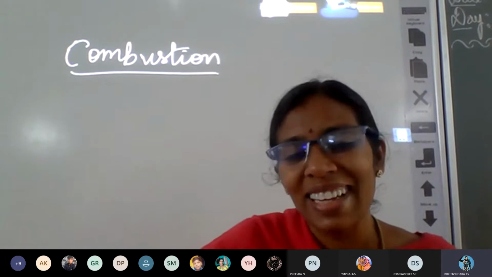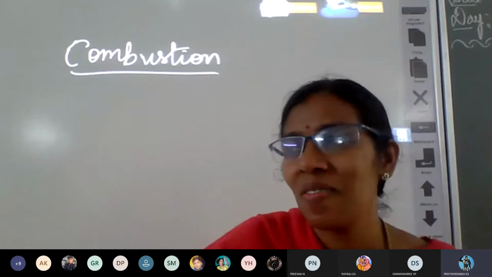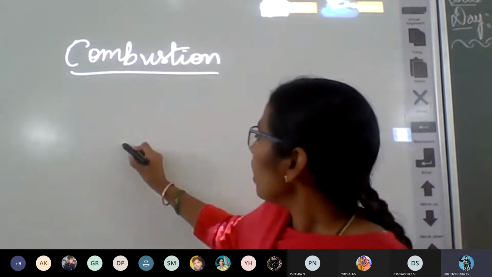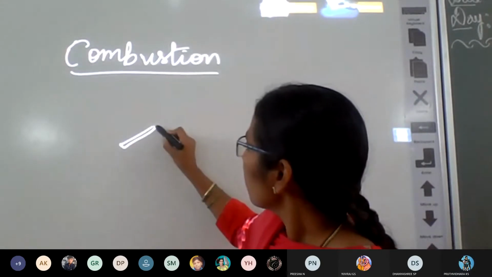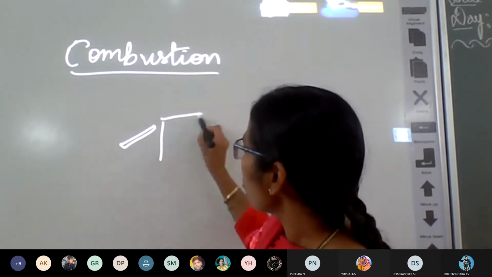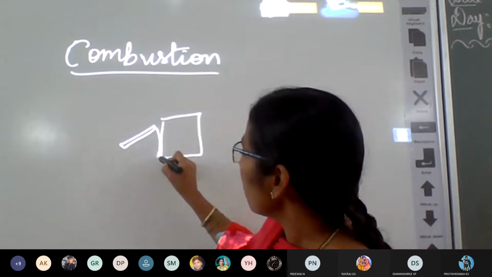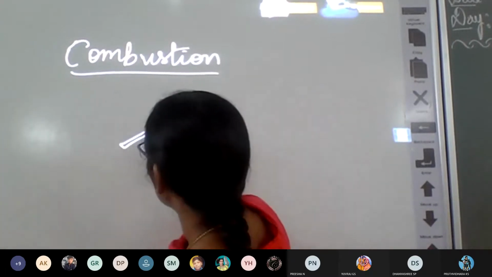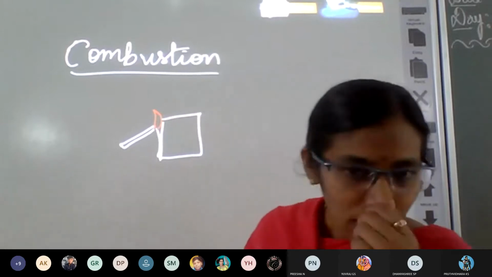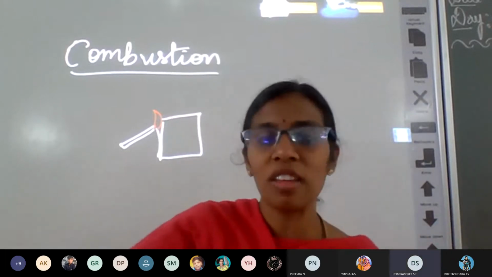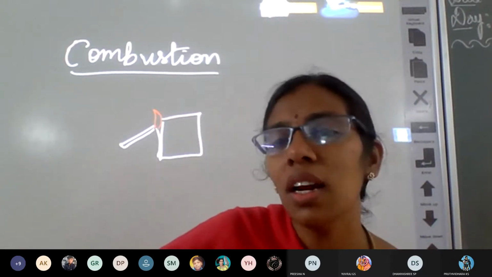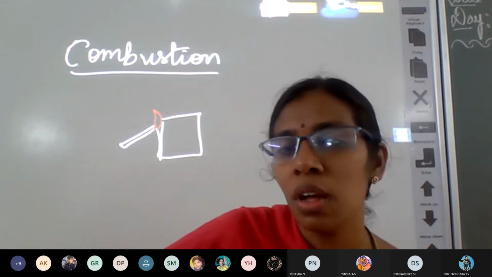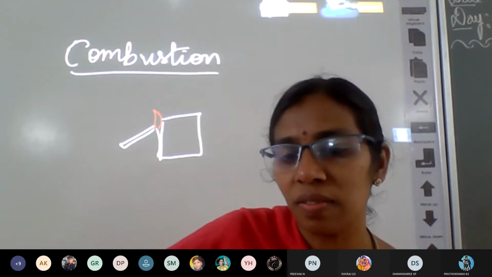A chemical process in which a substance reacts with oxygen to give off heat is called combustion. Okay. Now, when there is a matchstick and a matchbox, when you rub it, it lights up. Right? So, let us see how this matchbox and matchstick are formed. That is the history of the matchstick. Let us learn.